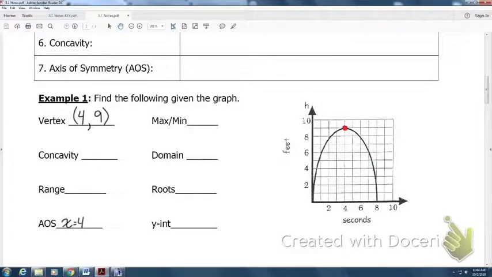Malachi, is this parabola concave up or concave down? Down. Because it is concave down, Trent, does it have a maximum or a minimum? Maximum.